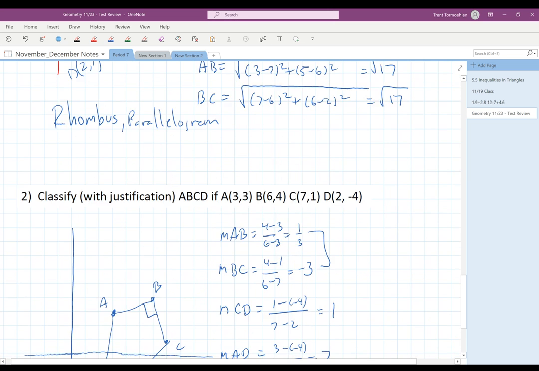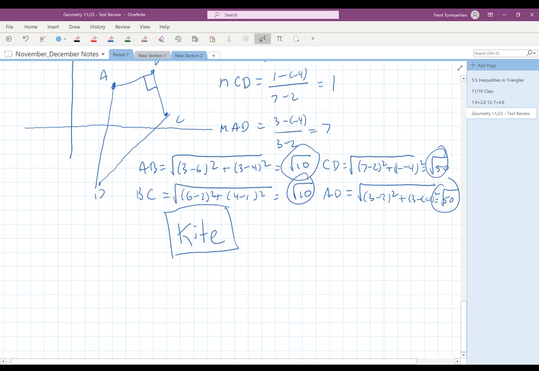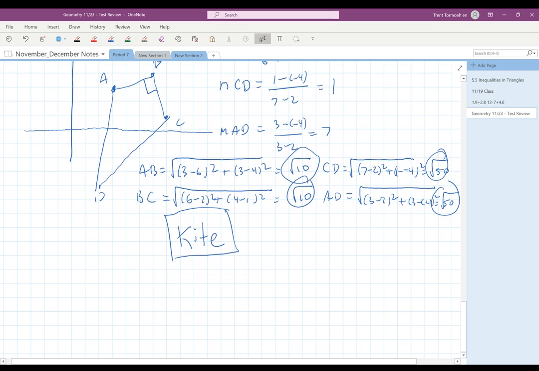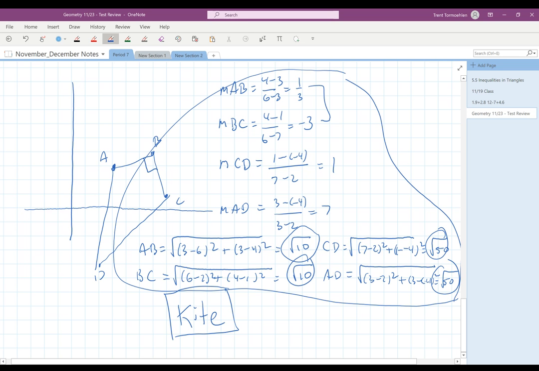Most of these problems, you're going to need to at least do all four slopes and two of the sides to get to the answer. Sometimes you're going to need to calculate all four slopes and the length of all four sides to be able to not just classify it, but classify it with justification. This is about as little work as I'm willing to let you show, right? You need to at least show that you've substituted it in, and then you need to do the calculation. I don't want to see less than that on your paper.